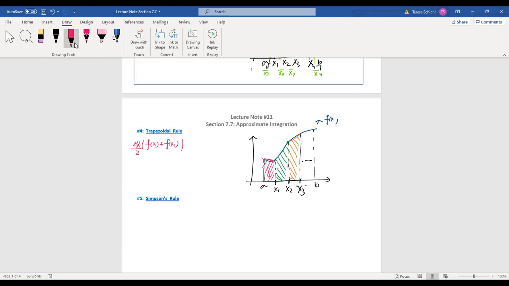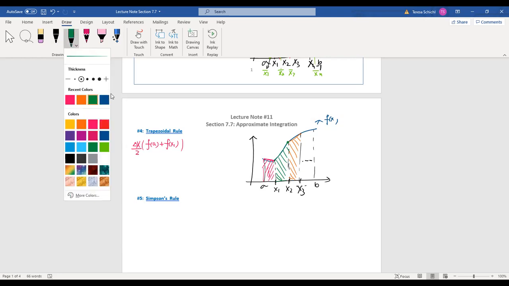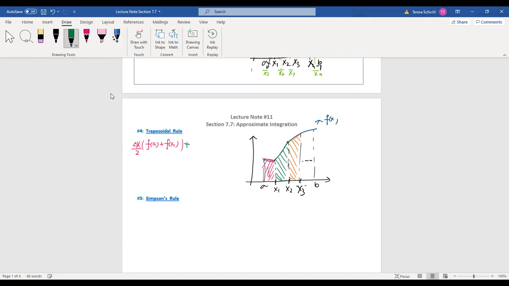Okay, now let's take a look at the second green one. The second green one will be the base one. So this will be f of x1 plus f of x2, times the height. Height is delta x divided by 2. Let's take a look again.